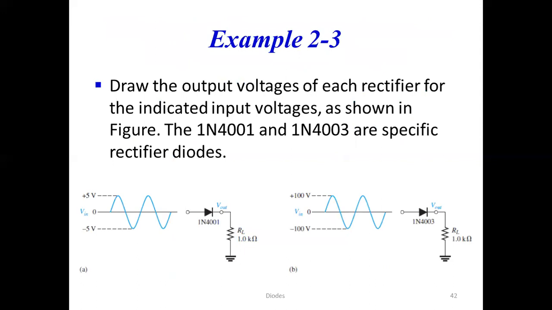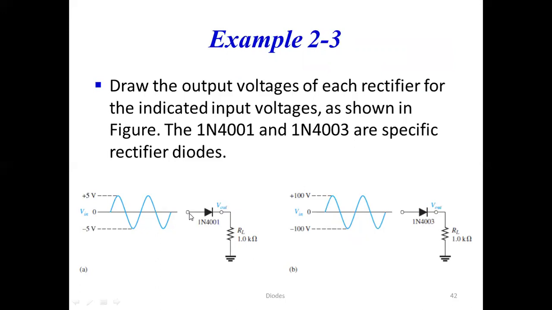Let us solve one more example based on this. Draw the output voltages of each rectifier for the indicated input voltages as shown in the figure. Two different diodes have been used. The first diode used here is a rectifier diode 1N4001, and in the other circuit they have used 1N4003. Let us consider the first circuit.